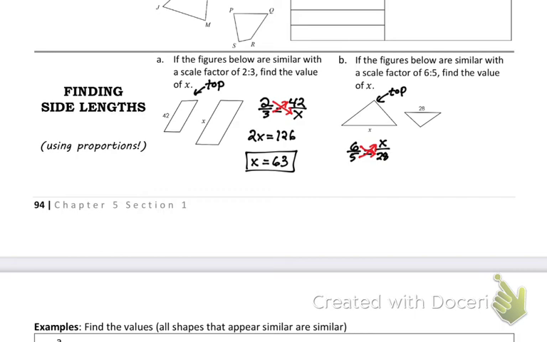So see how this is 6 to 5? I'm going to assume they meant the first shape is my top and this is my bottom. So any value I pull out of here is going to go on the top of the fraction, any number I pull out of here will go on the bottom of the fraction. That's why we call it top and bottom. It makes your life easier.